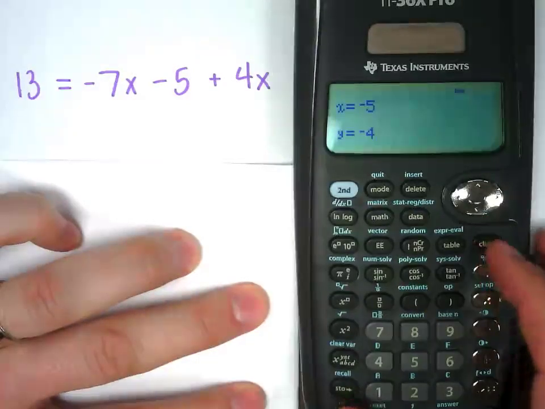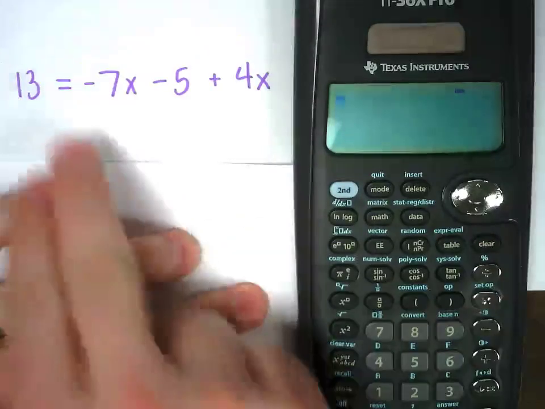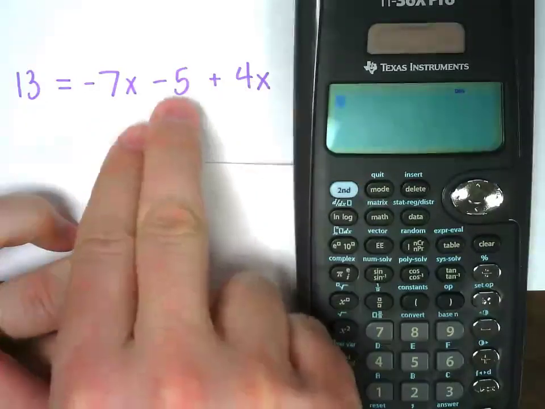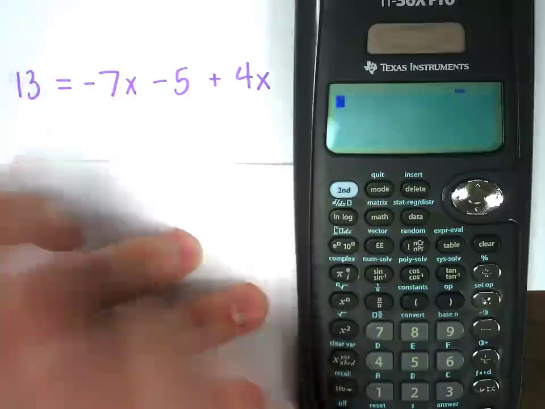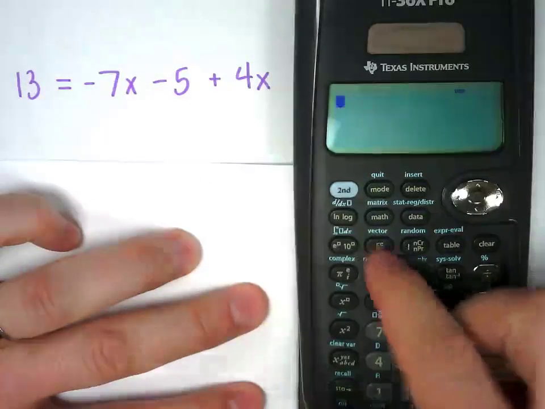So in our calculator, I'm going to go back and clear this. Got memory cleared. I'm going to solve this problem. Now, obviously, we would just combine like terms, move your constant to the other side, then divide by whatever's left. But I'm going to show you a way of using your calculator to help you solve this.